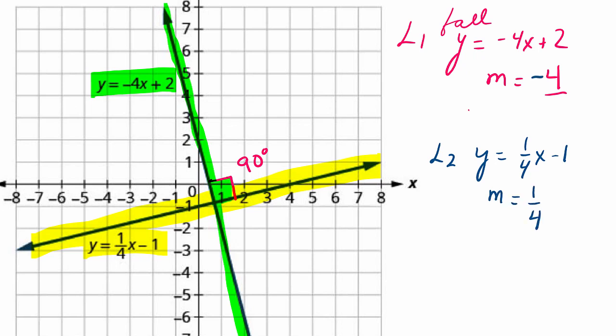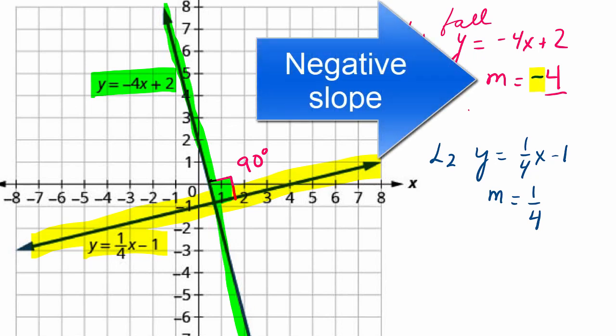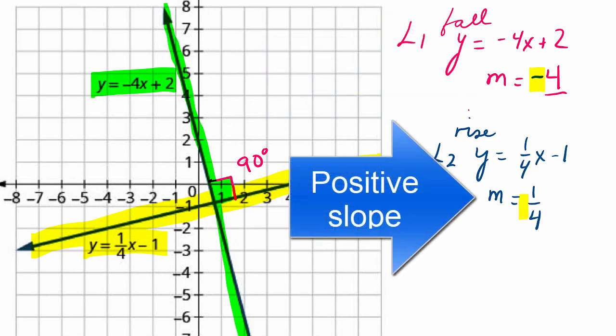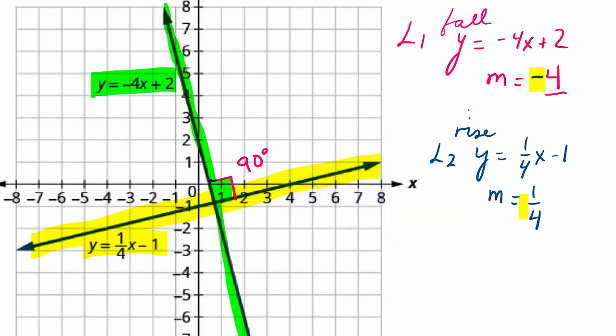So notice that if you compare the two slopes, we have one line that's going to fall. So you're going to have one line that's negative. Then you have another line that's going to rise. So you have another line that's positive. And how are the numbers 4, which is 4/1, related to the number 1/4? Well, these are reciprocals, aren't they? I'm going to label these slopes m1 and m2 here.